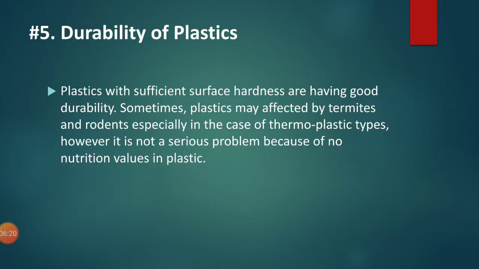Number five, durability of plastics. Plastics with sufficient surface hardness are having good durability. Sometimes plastics may be affected by termites and rodents, especially in the case of thermoplastics types. However, it is not a serious problem because of no nutrition value in plastic. So, due to this property of plastic, it is very durable. Many of you may know that the lifespan of plastic is 1,000 years. For this case, we know that the durability of plastics is very high.